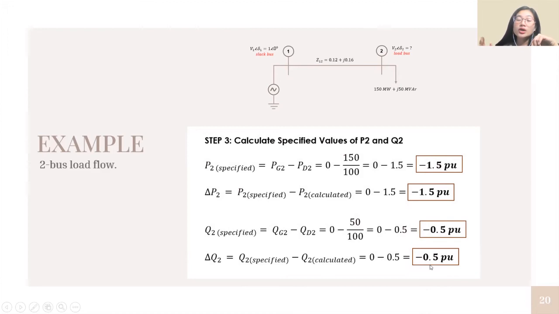So we have to again take note of the answers of the change in P2 and change in Q2, because that's going to be negative 1.5 for P and negative 0.5 for Q. It is going to be useful later for us to remember it now, para we better understand kung ano yung nilalagay natin sa matrix.